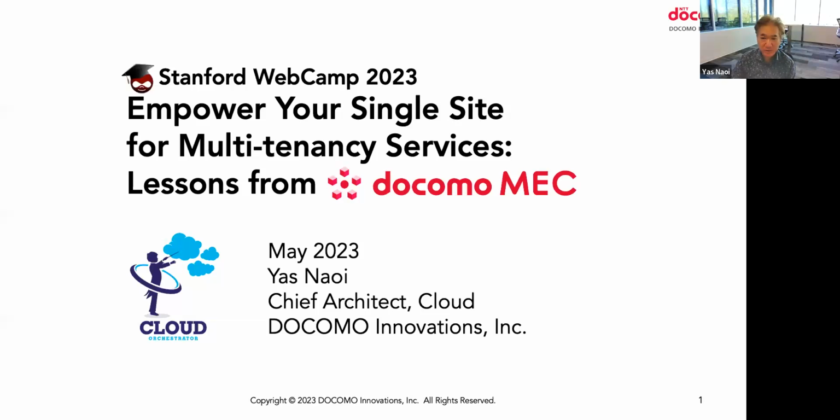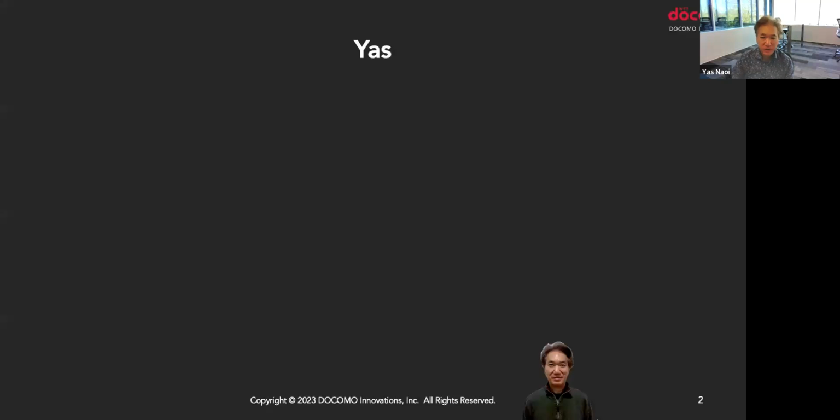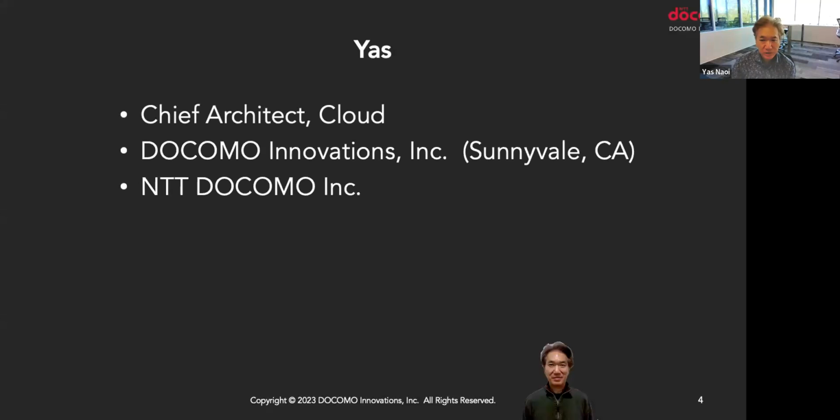Empower your single site for multi-tenancy services. So my name is Yas. I'm Chief Architect of Cloud working at Docomo Innovations in Sunnyvale in Silicon Valley office of NTT Docomo. Docomo is the largest mobile carrier in Japan. Almost half of the Japanese population are using Docomo smartphones such as iPhone and Android.